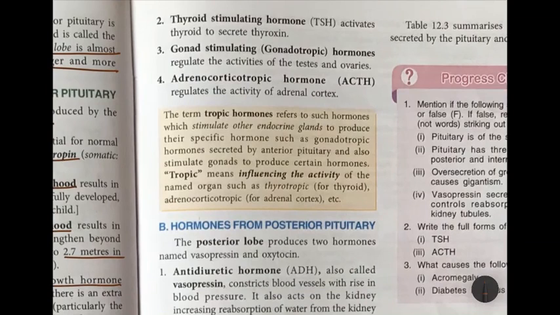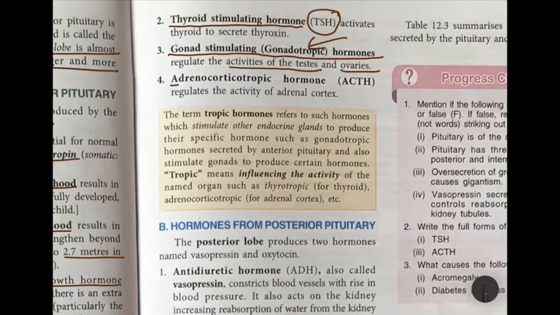Next is thyroid stimulating hormone, TSH. As the name suggests, it stimulates the thyroid to produce thyroxine. Next is gonad stimulating hormones, gonadotropic hormones. It regulates the activities of the testes in males and ovaries in females. So in the testes, sperms will be produced, and in the ovaries, ova will be produced. So it regulates the activities of the testes and the ovaries.